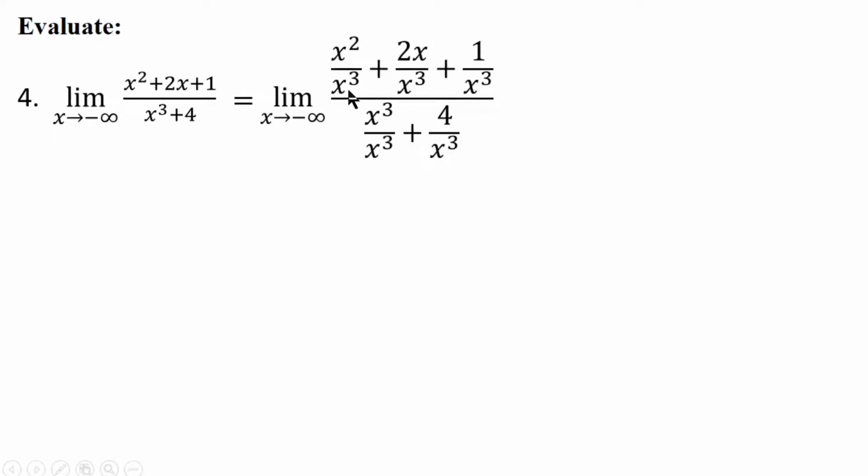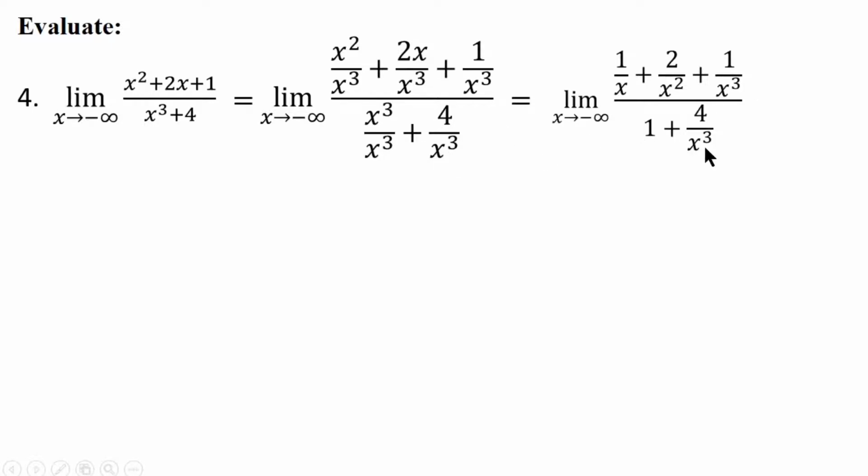x squared divided by x cubed is 1 over x. We crossed out x squared in the numerator and in the denominator, but since we have x cubed in here, we still have 1 x left in the denominator. Plus, 2x divided by x cubed is 2 over x squared. We eliminate x in the numerator and subtract 1 x in the denominator. Plus, 1 divided by x cubed is 1 over x raised to 3, over x raised to 3 divided by x raised to 3 is 1. Plus, 4 divided by x cubed is 4 over x cubed.